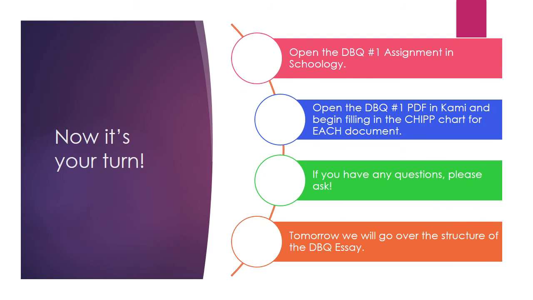Alright, now it's your turn. Open the DBQ1 assignment in Schoology. There you'll find the DBQ number 1 PDF. Open it up in Cami and begin filling out the CHIPP chart for each of the 7 documents. If you have any questions about any of the 7 documents or the elements of CHIPP, please send me a message on Remind, email, or Schoology.